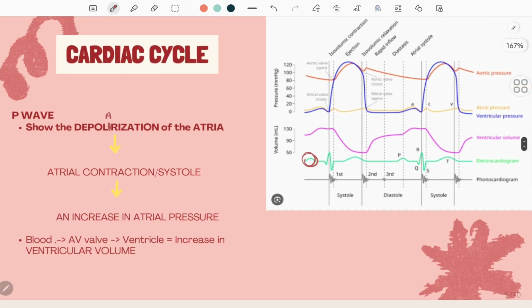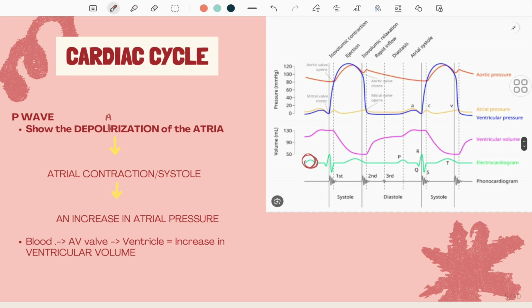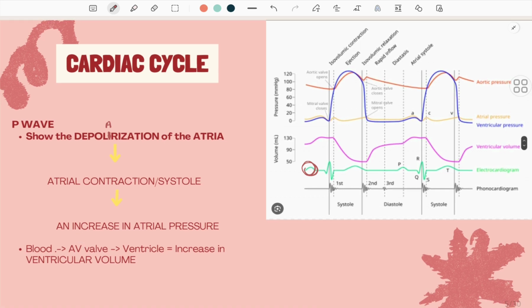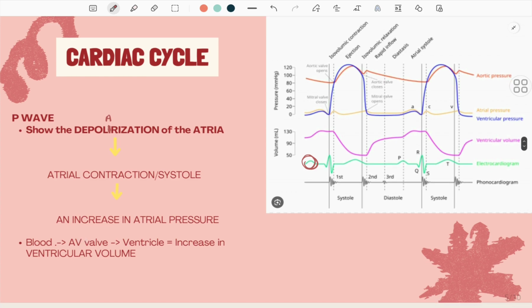So again, a P wave shows the depolarization of the atria. Depolarization means it is an electrical signal that travels within the atria, and it is responsible for giving the signal for the atria to contract. So when the atria contract, that is what we call an atrial contraction or an atrial systole, because systole means contraction. And because of that, there is an increase in atrial pressure.